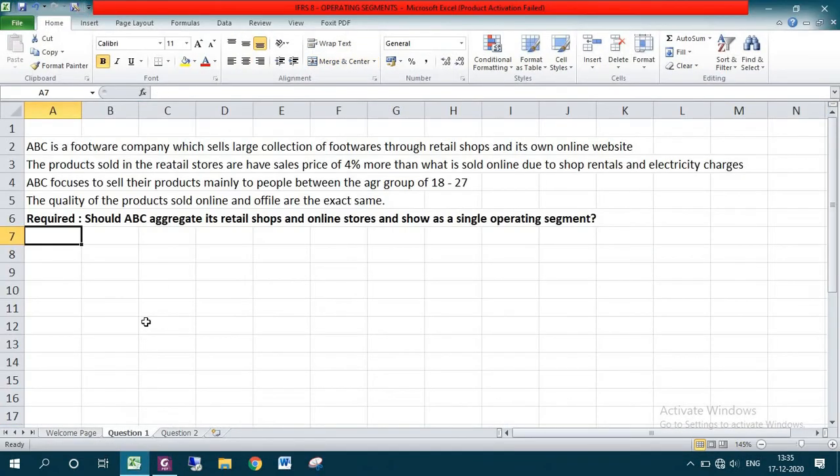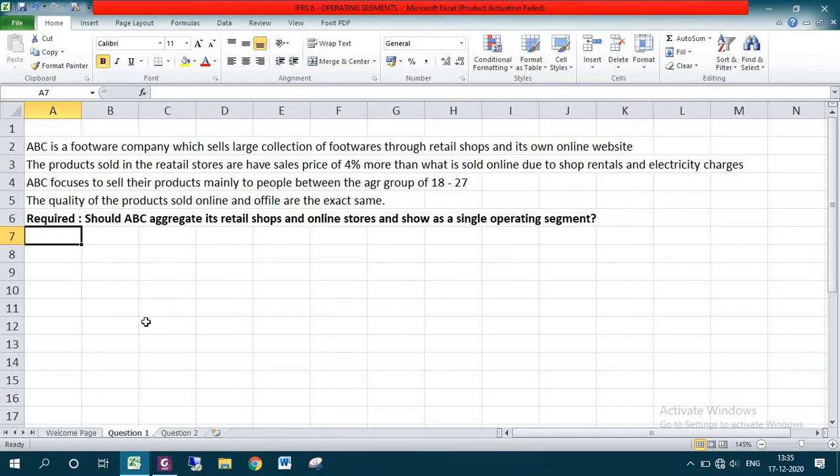Okay. So ABC is a footwear company which sells a large collection of footwear through retail shops and its own online website. Okay. From this we can understand that they have two mediums of selling, which means two segments. Which are the two segments? Online store and retail store.